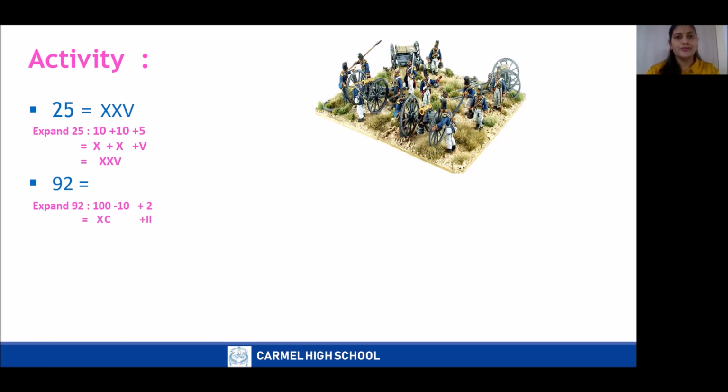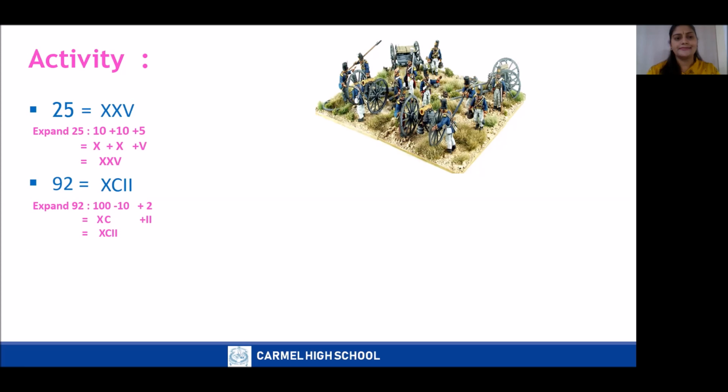Plus 2. That is I. Now, we are going to combine the symbols and we get X, C, I. Therefore, 92 is XCI. Correct?